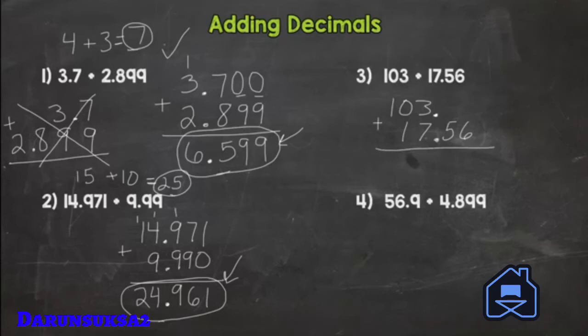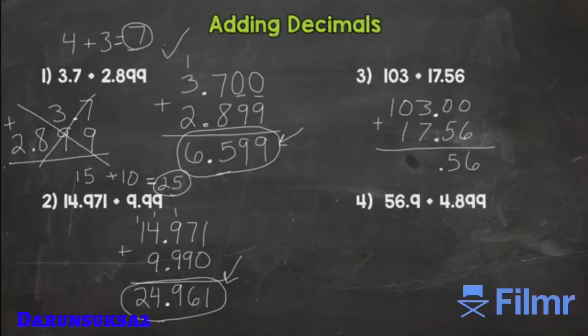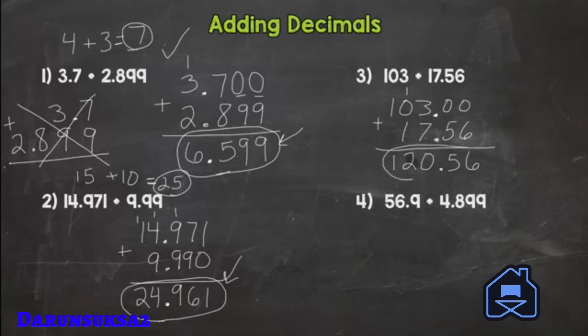It looks a little offset there, so I'm going to put in some placeholder zeros, and now I'm good to go with adding 6, 5, dot, dot, dot, bring it straight down, 10, 1 plus 1 is 2, and then 1. So 120 and 56 hundredths.